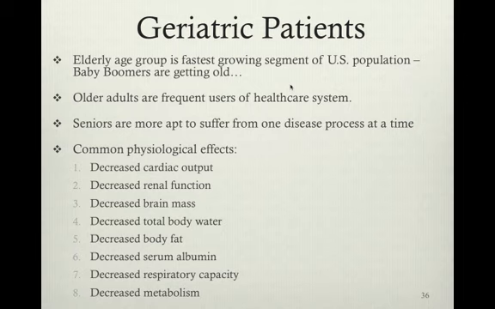Common physiological effects of the elderly in general: decreased cardiac output, decreased renal function, decreasing brain mass, decreasing total body water. They can get dehydrated more frequently. They can concentrate their drugs more easily. Decreased body fat, decreased serum albumin, which we're going to learn in later chapters, give us the ability to biotransform some of the drugs. Decreased respiratory capacity, and decreased metabolism.